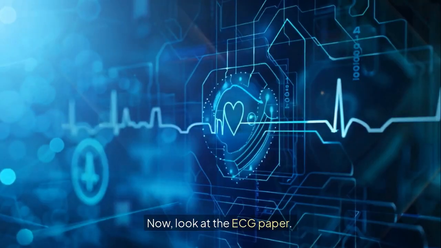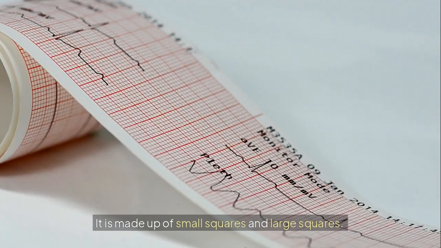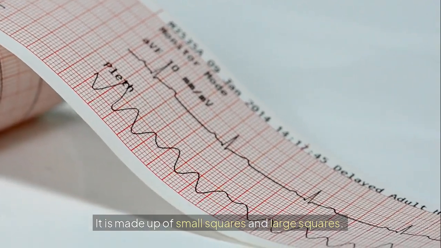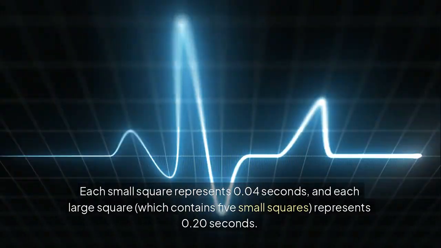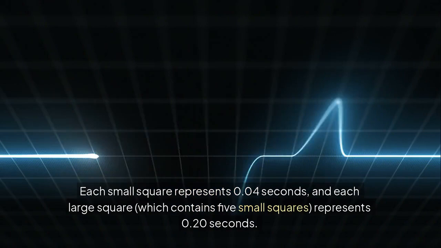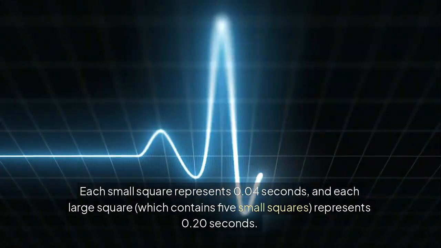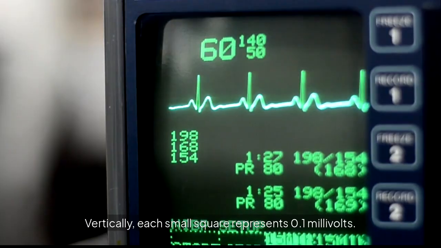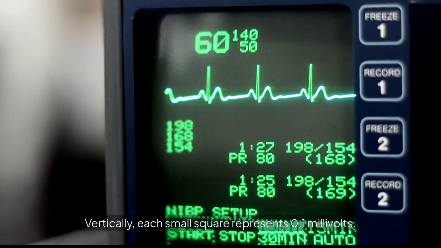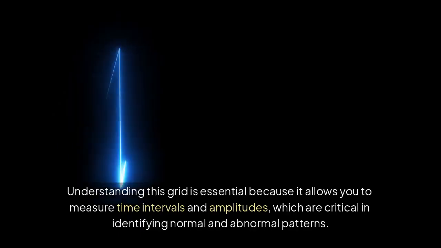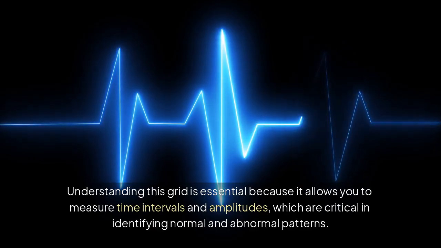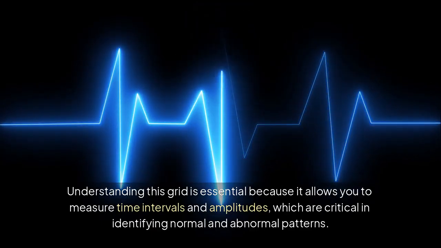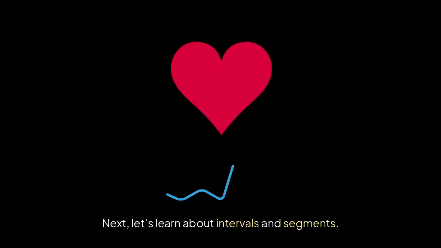Now, look at the ECG paper. It is made up of small squares and large squares. Each small square represents 0.04 seconds, and each large square, which contains 5 small squares, represents 0.20 seconds. Vertically, each small square represents 0.1 millivolts. Understanding this grid is essential because it allows you to measure time intervals and amplitudes, which are critical in identifying normal and abnormal patterns. Next, let's learn about intervals and segments.